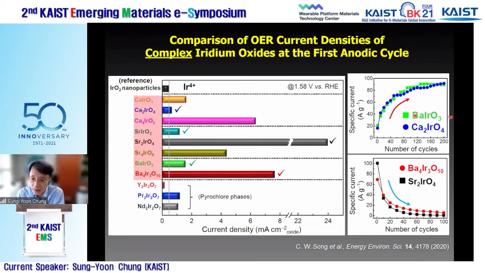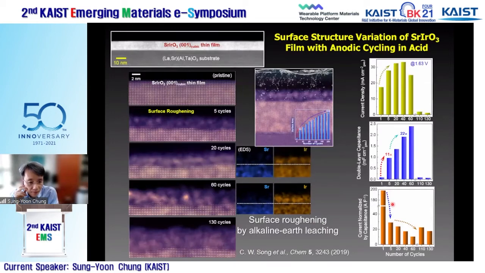As you can see, for the barium and calcium iridate, the activity is rather increasing. It's not that bad. But in this case, the barium and strontium iridium oxide, the activity is really high. The initial activity is still really high, but that activity disappears after just 20 anodic cycles. So durability is another issue in these complex oxides.